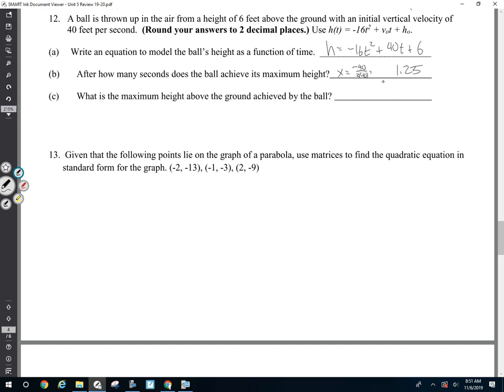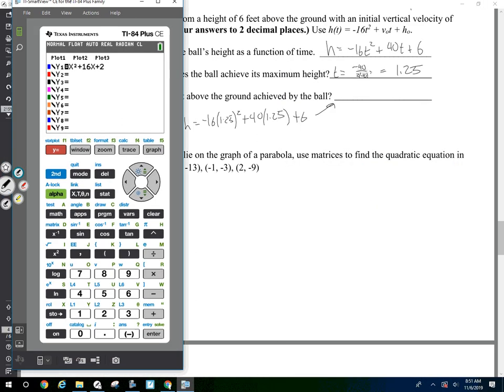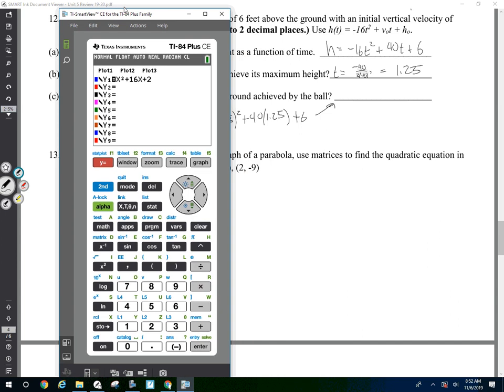What is the maximum height? So that's going to be the y-coordinate when the x is 1.25, and it's not really an x-coordinate, it's a t-coordinate. So I get my height is -16 times 1.25 squared plus 40 times 1.25 plus 6. And we can do that in the home screen, but let's go ahead and graph and make sure we're comfortable with graphing this and looking at it. We're not going to be able to see it very nicely. We're going to have to adjust our windows.